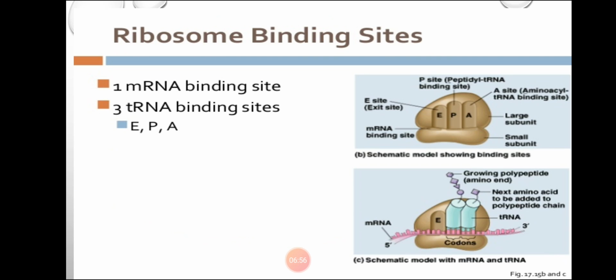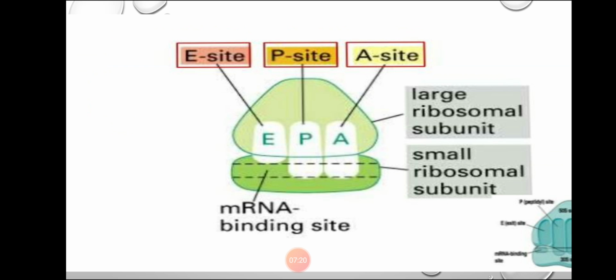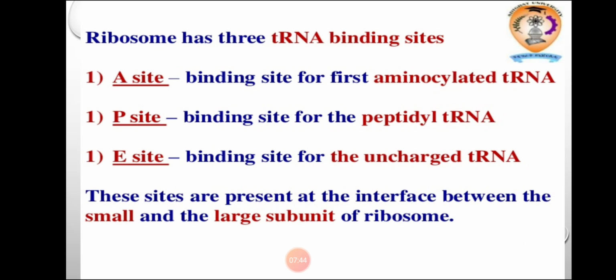Next, a ribosome has binding sites. One binding site is present for mRNA and 3 binding sites are present for tRNA. Those 3 sites are the P site, A site and E site. You can see here both the large and small units. P site means peptidyl tRNA site. A site means aminoacyl tRNA site and E site means exit site.